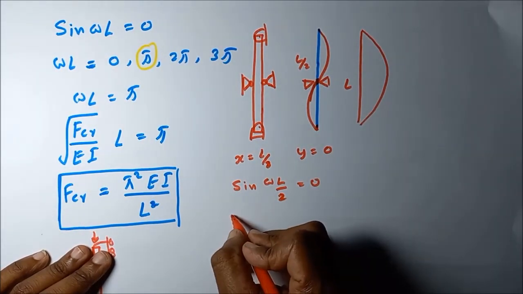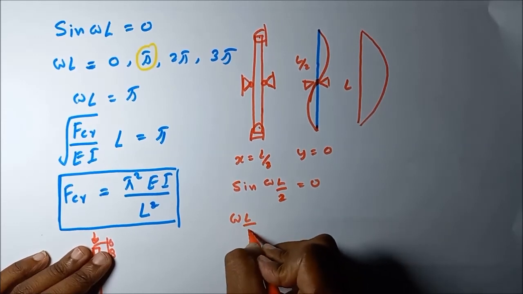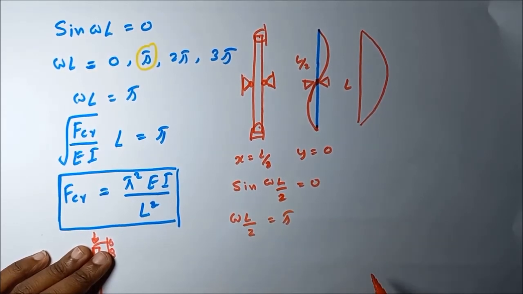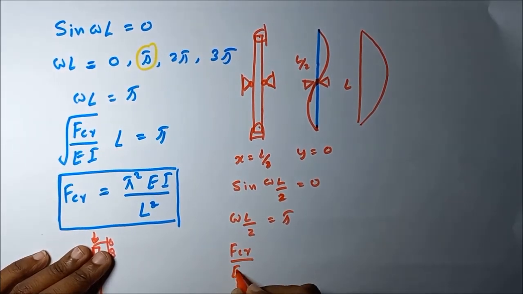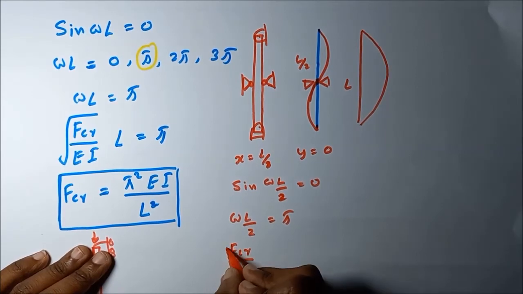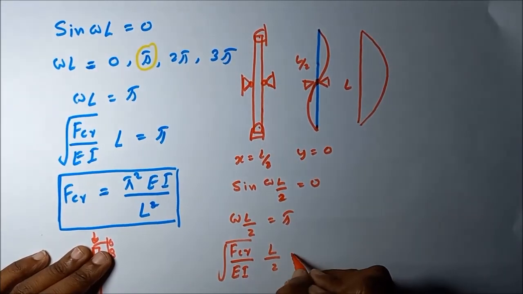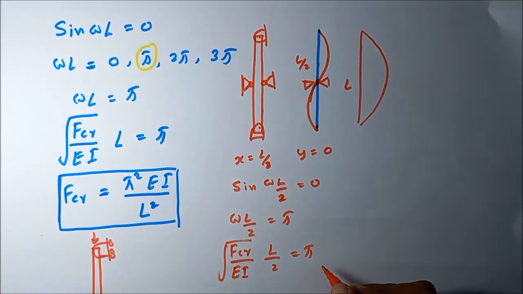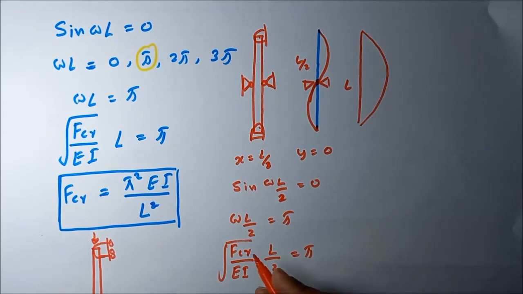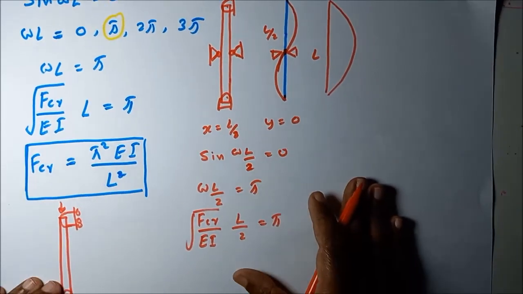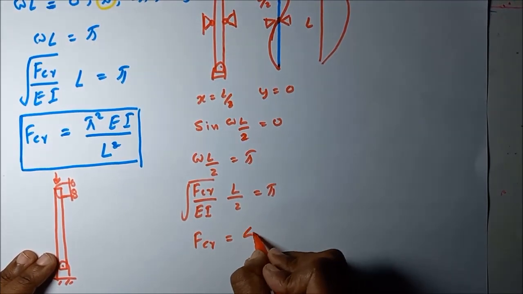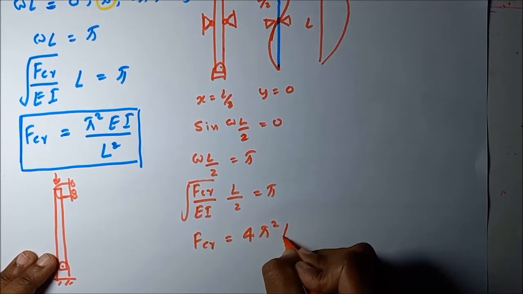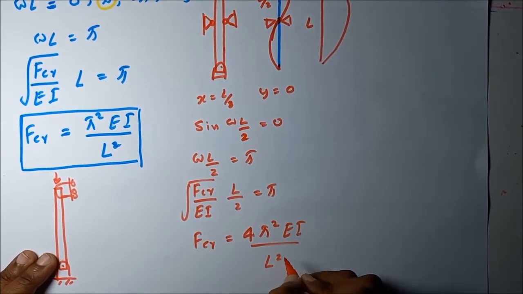That means omega L divided by 2 is equal to pi. Then if we rearrange this equation, square root of (F critical divided by EI) times L divided by 2 is equal to pi. By making F critical the subject, we are getting 4 pi square EI divided by L square.